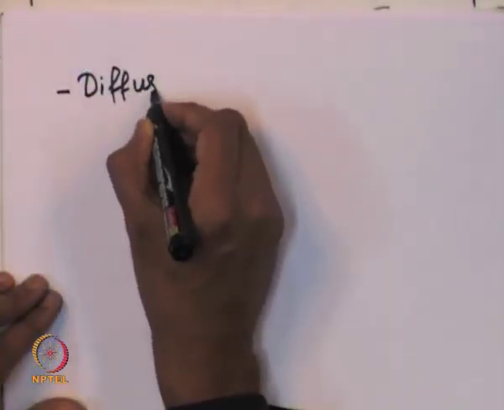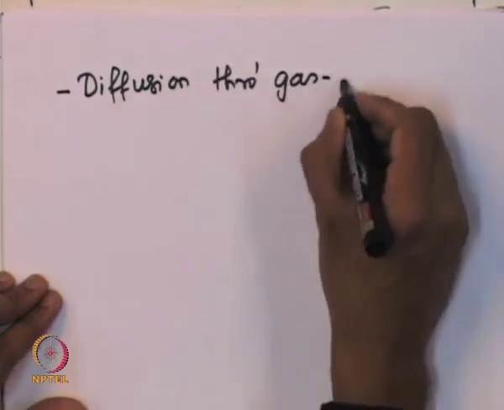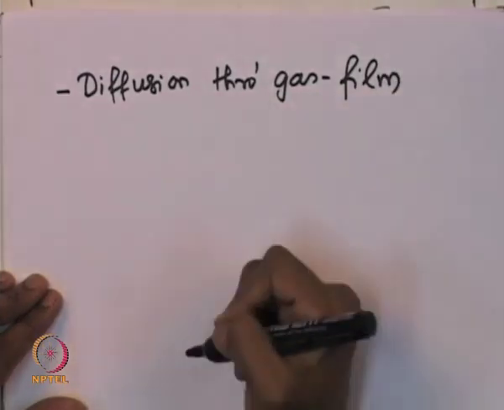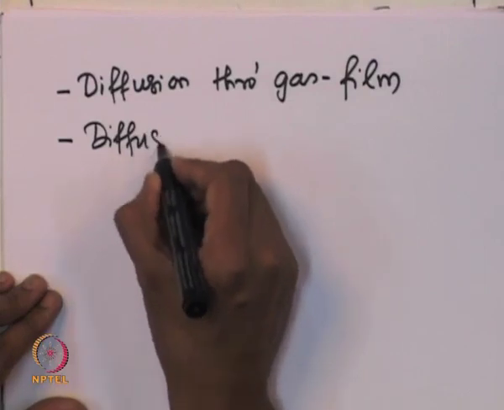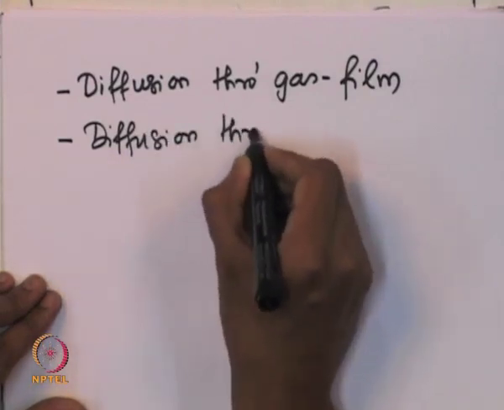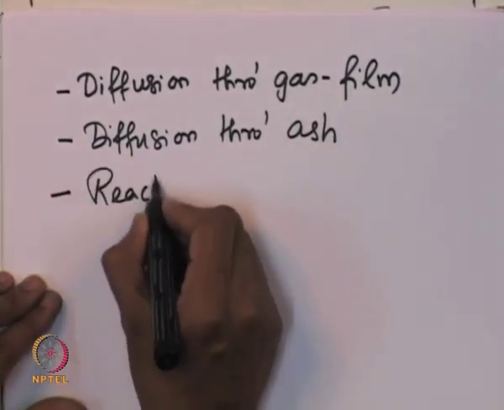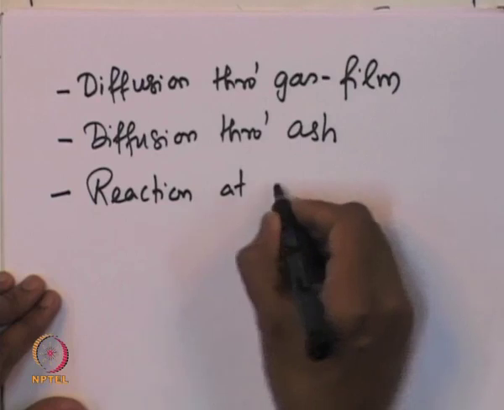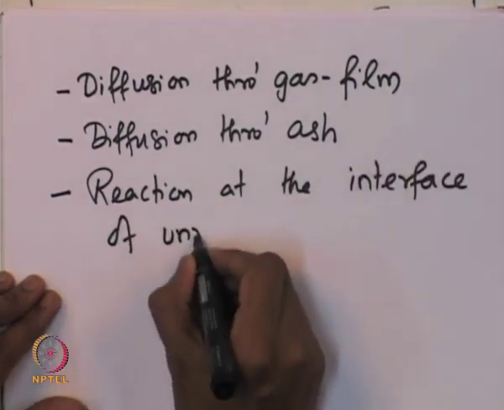So, clearly there are three processes occurring. The first process is diffusion through the gas film. The second process is diffusion through ash, and the third process is reaction at the interface of the unreacted core and ash.